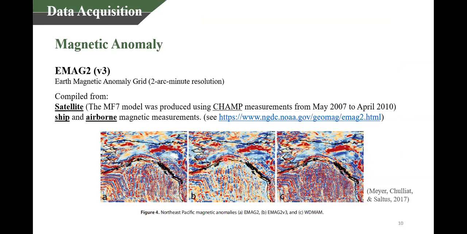To develop the magnetic anomaly map, I used the third version of the Earth Magnetic Anomaly Grid, which has 2 arc-minute resolution, and it is compiled from satellite, ship, and airborne magnetic measurements. An interesting characteristic of this magnetic grid is that it doesn't include prior information as other models do. So this is very good because it gives us confidence that the anomalies we are seeing are not strongly correlated with mathematical or predicted observations.